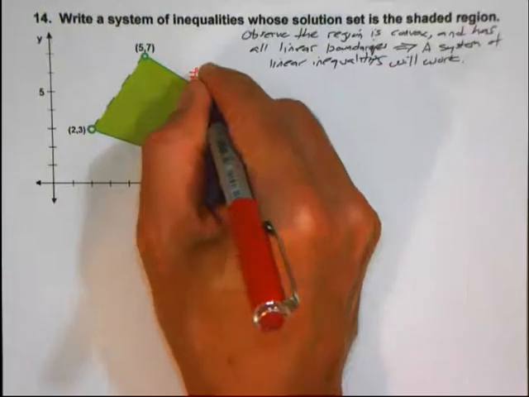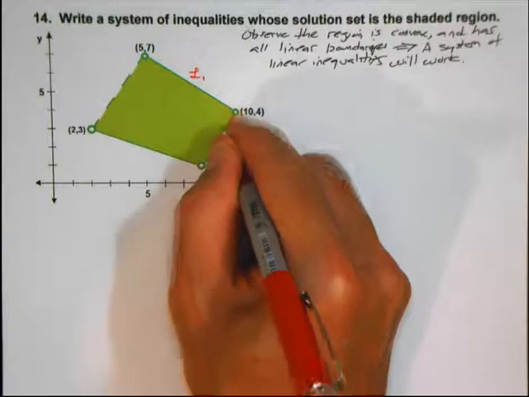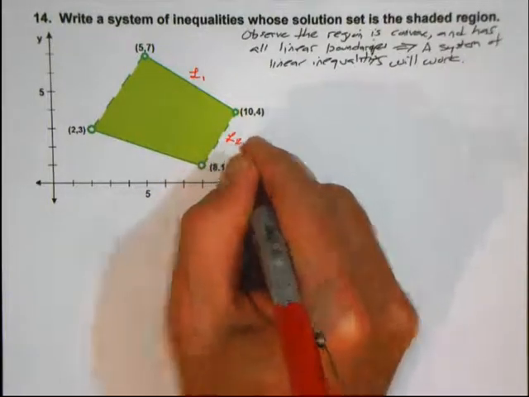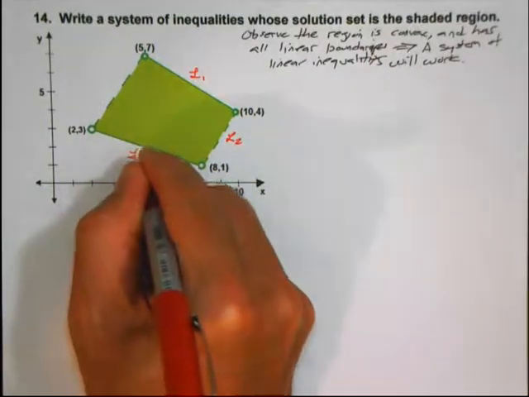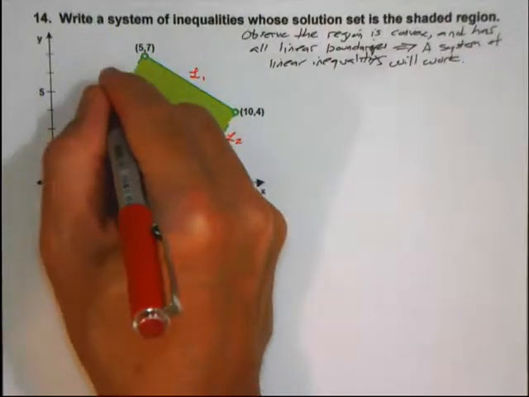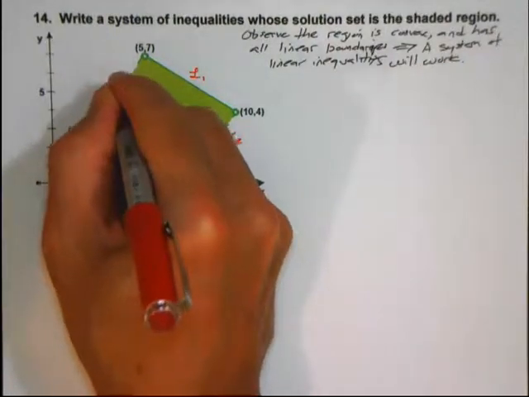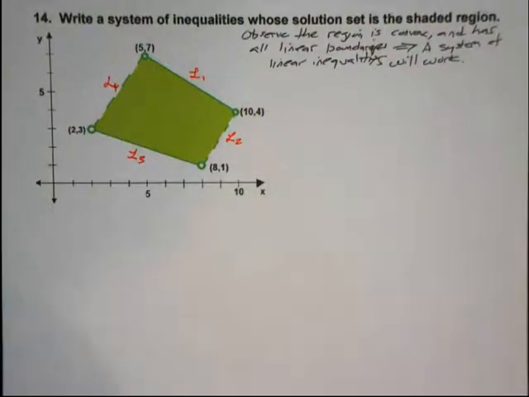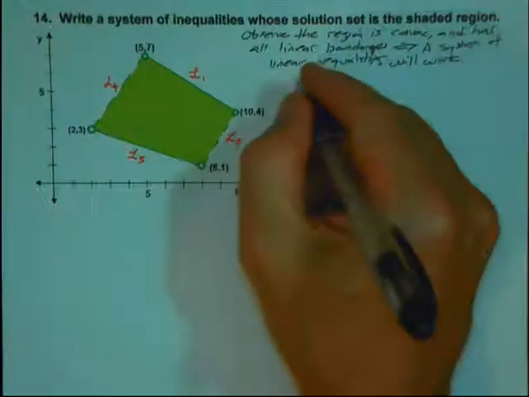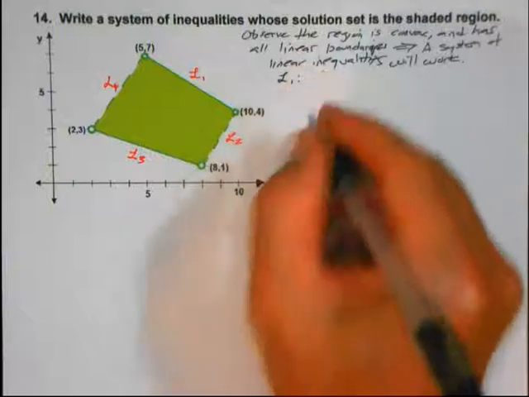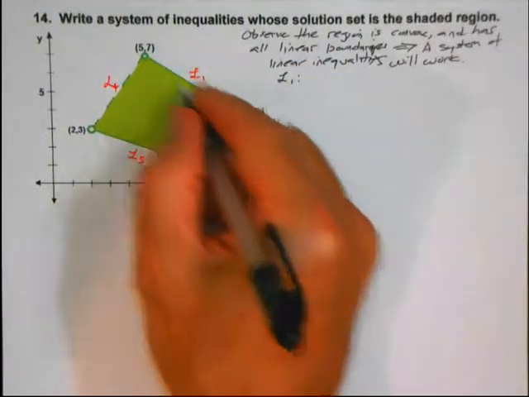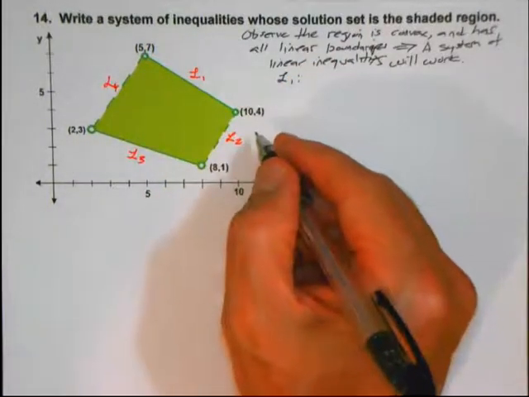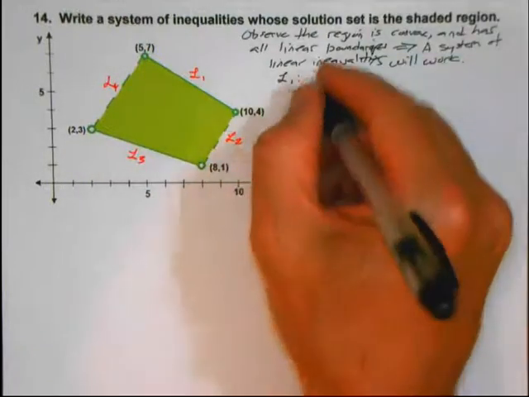We'll call this line 1. We'll call this line 2. This line 3, and this line 4. Okay, starting here with line 1, let's see, how will we get the equation of this boundary line? Well, we have these 2 points here you might consider.